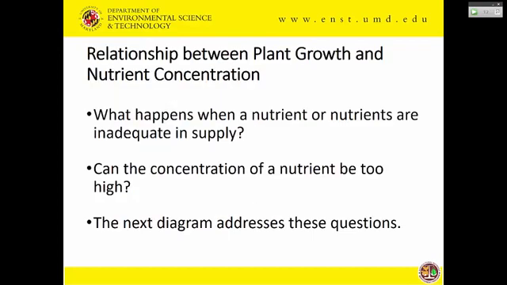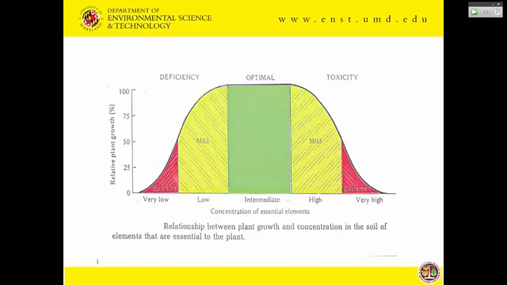So sometimes we run into the issue of, well, what happens if a nutrient isn't there in adequate supply? Okay, what happens to the plant? And can I have too much? That's often a question. So there's a diagram here that I think might help us with that. This is from a book on plant analysis that I love. It has lots of great information in it.